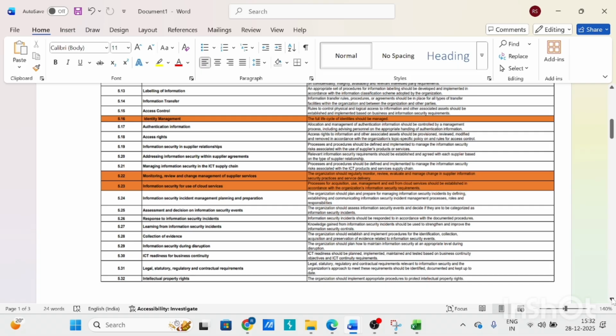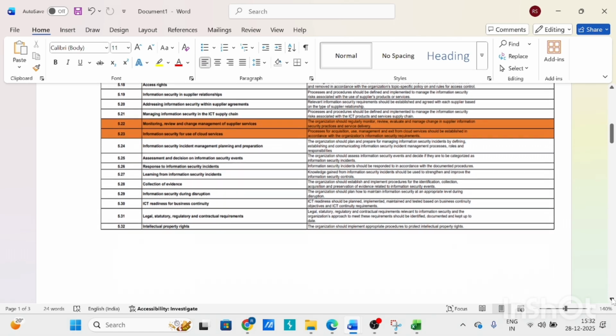Legal, statutory, regulatory, and contractual requirements come under 5.31, where legal, statutory, regulatory, and contractual requirements relevant to information security and the organization's approach to meet these requirements should be identified, documented, and kept up to date. 5.32 talks about intellectual property rights, where the organization should implement appropriate procedures to protect intellectual property rights.